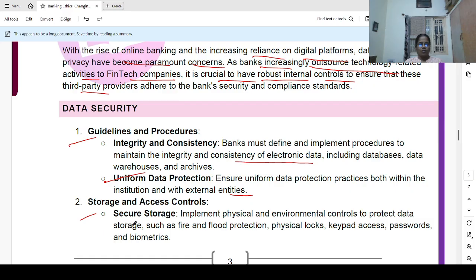Then storage and access control, secure storage. Implement physical environmental control to protect data storage against fire and flood. Protection includes physical locks, keypad access, passwords, biometrics. So these are all the security devices they have to use. Fire and flood are natural calamities, and physical locks are to avoid burglary activities. Then keypad access: after using the system on the open day as well as the closed day, at the end of the day they have to shut down the system promptly. It should be protected through the password. That is the storage and access control.